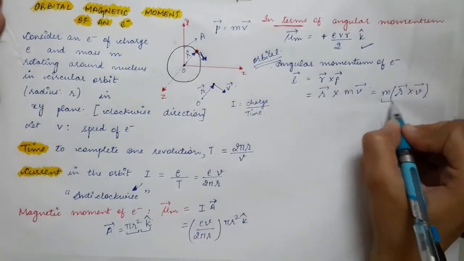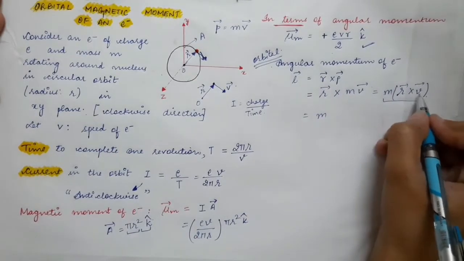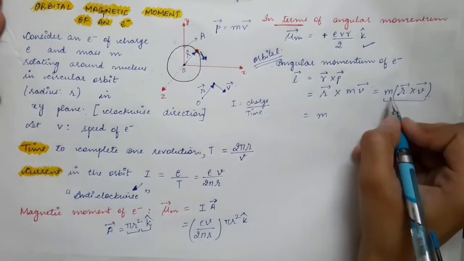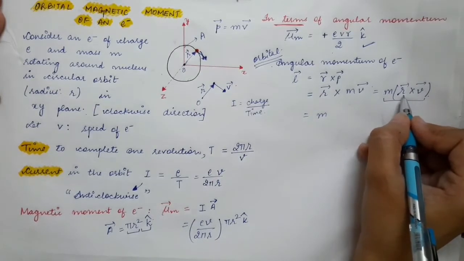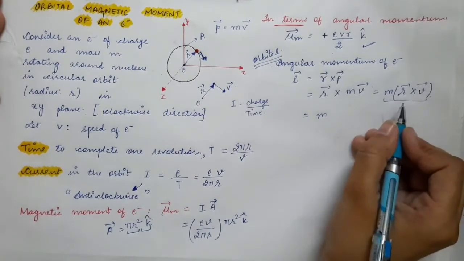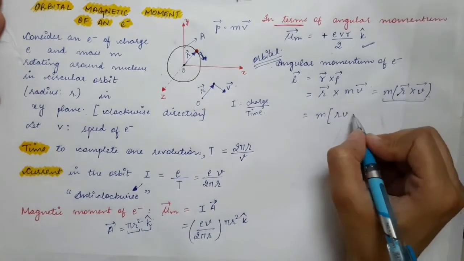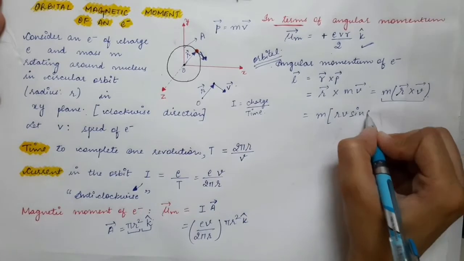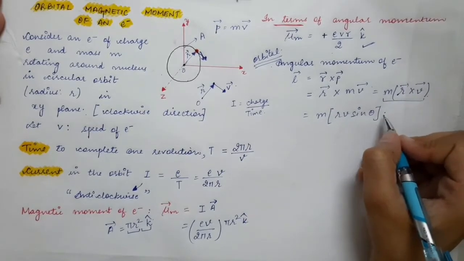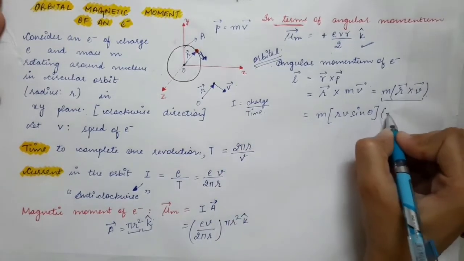So when you solve this cross product, this will come out to be m times, now what is a cross b? A cross b is equal to ab sine theta times n cap. So over here a vector is equal to r vector and b vector is equal to v vector. So that will be equal to m into ab sine theta times the direction, and over here if you find the direction, that will come out to be equal to minus k cap.